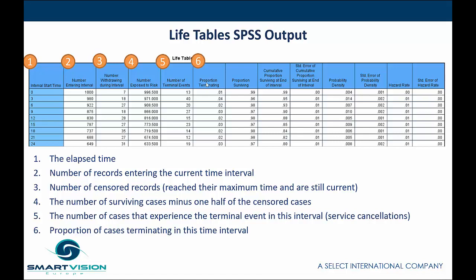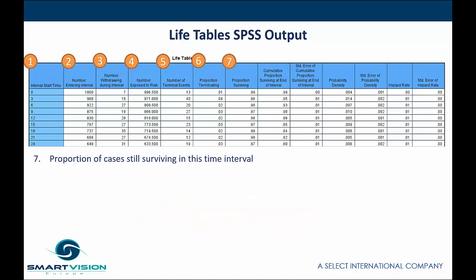So that's the number of cases which met that terminal event condition. And then we have the proportion terminating. What proportion actually terminated within that first 2 months? Well, it's a very small proportion, of course. It's 0.01. It's only 13 cases, as a proportion of 1,000 cases, and if we round it, it comes out as 0.01. Which leaves us with the proportion who are surviving, which is 0.99, so 99% of the cases surviving.